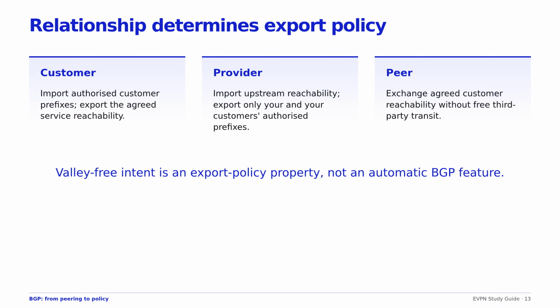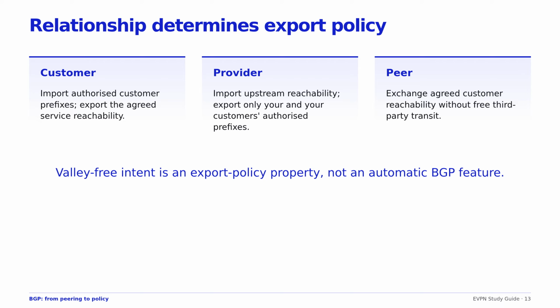BGP policy becomes clearer when relationships are named. A customer pays for connectivity and generally receives routes the provider is authorized to carry. The provider may advertise that customer's routes onward. A provider supplies upstream reachability, often a default route or a broad table, but should not receive routes that would make the customer unintended transit. A settlement-free peer normally exchanges customer reachability, not routes learned from other peers or providers. These are economic conventions, not fields in the BGP header, so policy must encode them.